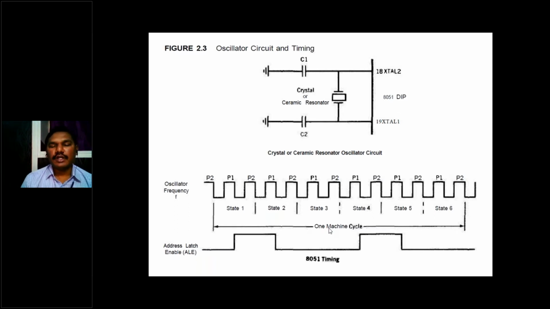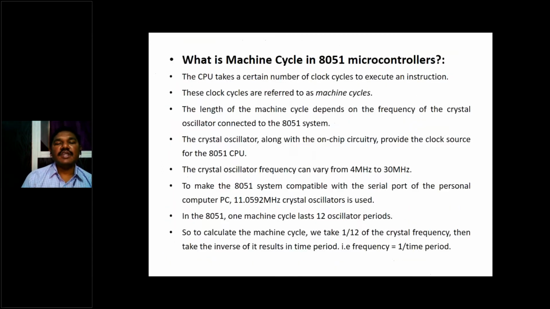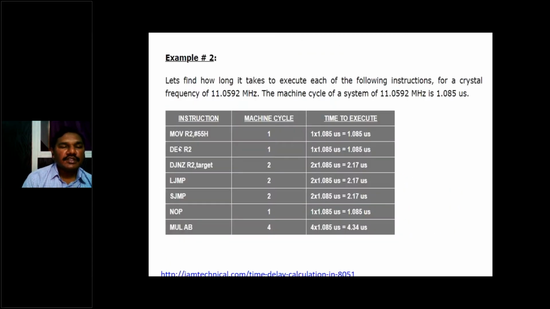To fetch, decode and execute an instruction, we need at least one machine cycle, but some instructions may take more than one machine cycle. That means instruction cycle and machine cycle are different. The machine cycle is fixed at 12 clock pulses, whereas some instructions have more than one machine cycle. I'll show you. See here, this instruction needs one machine cycle, this instruction needs one machine cycle, but this instruction needs two machine cycles. These are all called machine cycles.